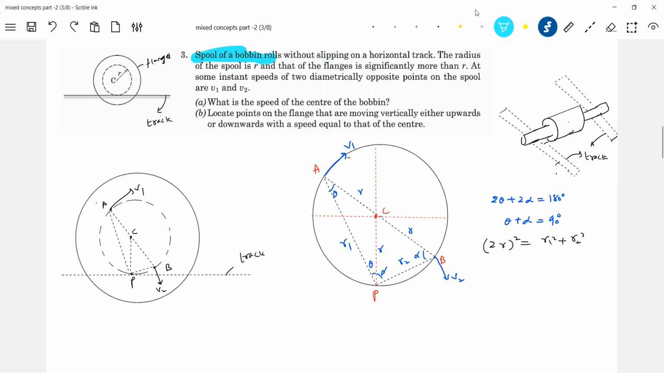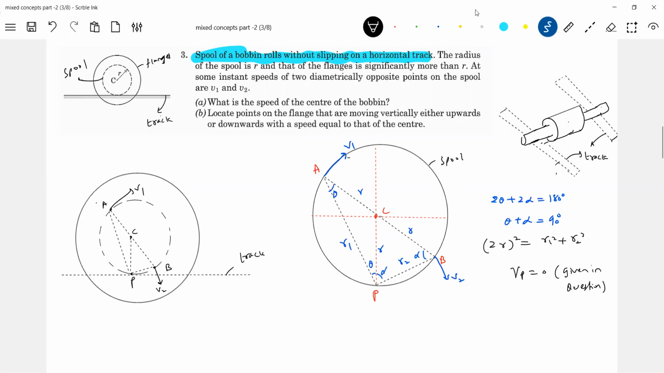Now see this. What is the spool here? This spool. Everything together is called a bobbin. It says the spool of a bobbin rolls without slipping on a horizontal track. Without slipping means what should be the velocity of point P? It should be 0. It is given in the question, so you should not blame me. In the question it is given that the velocity of point P will be 0.